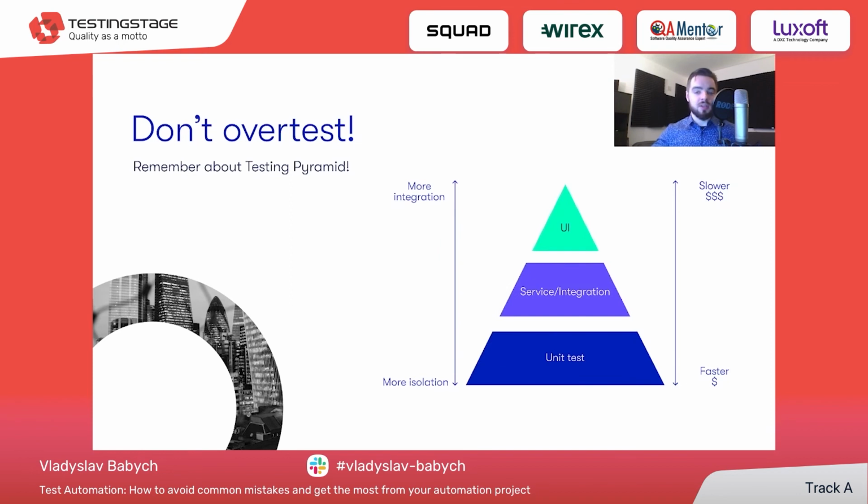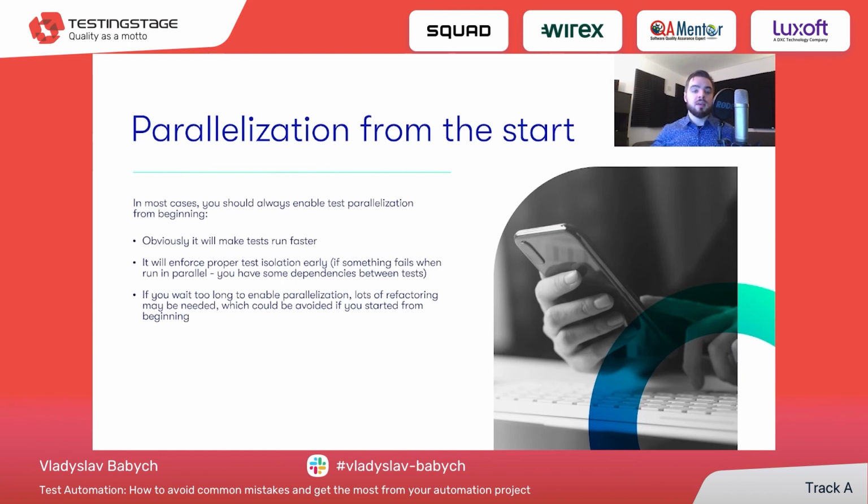But let's say, okay, you follow correctly the testing pyramid, you have the correct proportions and balance of tests, but still you would like to speed them up. So what can we do then? I would always suggest to enable test parallelization from the start. You should enable it from the very beginning because, of course, it will make tests run faster, but also it will enforce test isolation early.